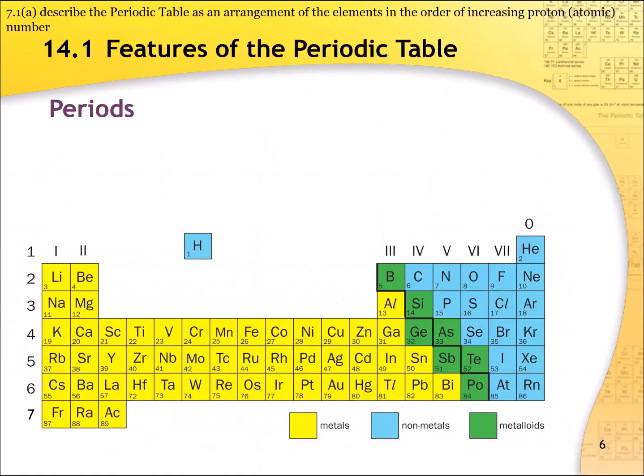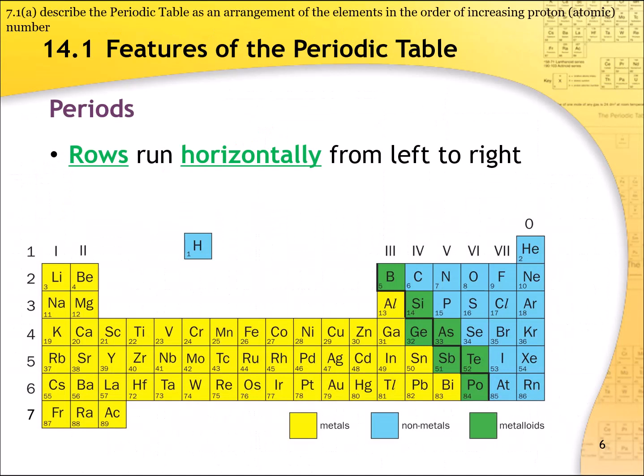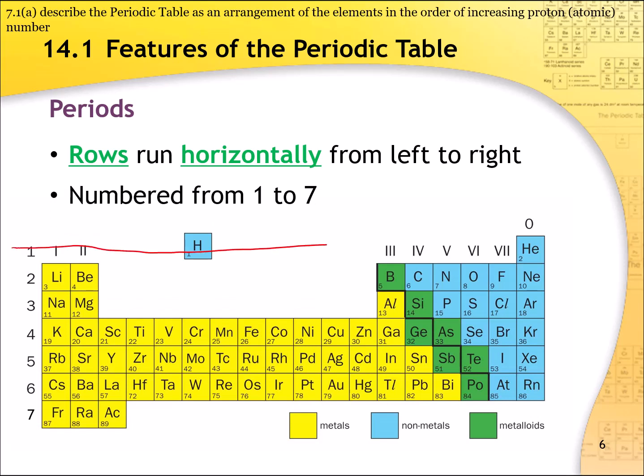Periods. A period runs horizontally across from left to right. They are numbered from 1 to 7. So what does a period look like? It looks like this. Okay, this is period number 1, which consists of only hydrogen and helium. And then period number 2 consists of lithium, beryllium, boron, and so on. So altogether, there are 7 periods.